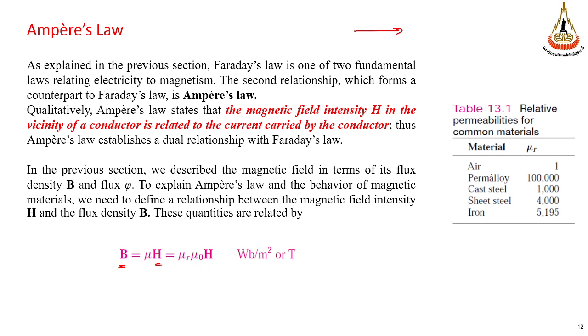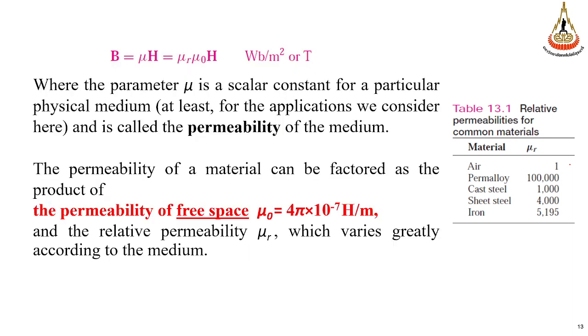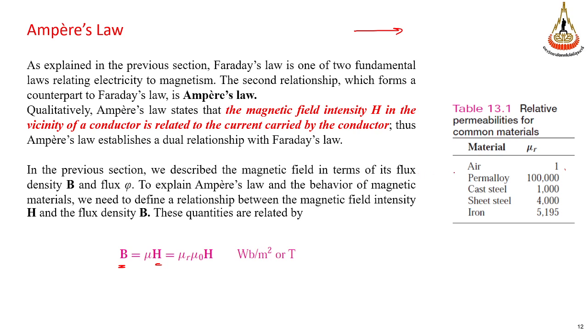If it passes through the air, you get mu zero, 4 pi multiplied by 10 to the power minus 7, for free space or air. The permeability of free space is 4 pi times 10 to the power minus 7. So the relation is B equals mu H.